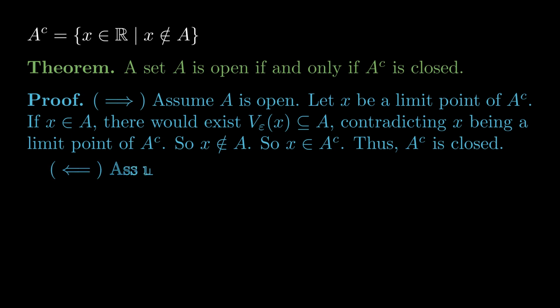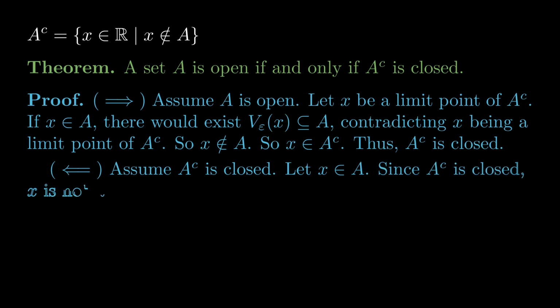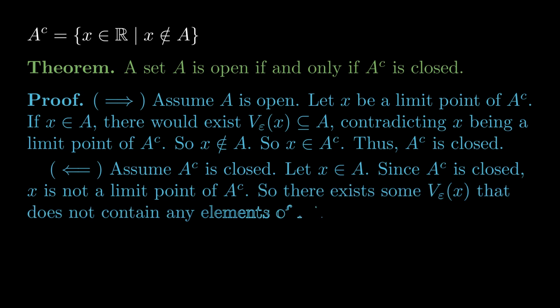For the reverse direction, let's assume that A complement is closed. Since we need to argue that A is open, let x be an arbitrary element of A. Now we need to come up with an epsilon neighborhood around x that's entirely contained in A. Since A complement is closed, x is not a limit point of A complement, because it contains all its limit points. So there's some epsilon window we could place around x that does not contain any elements from A complement, which means that it would live entirely in A, satisfying the definition for A being open.